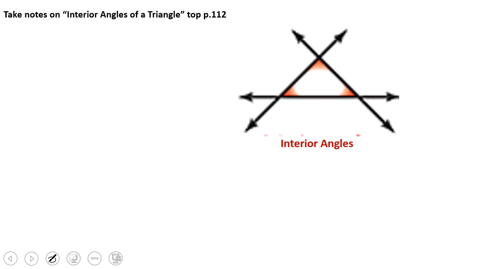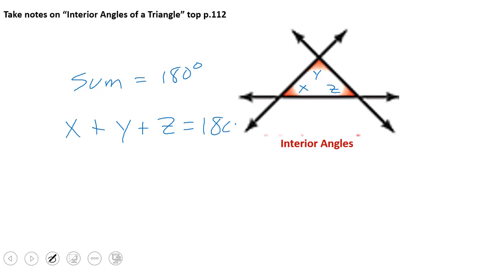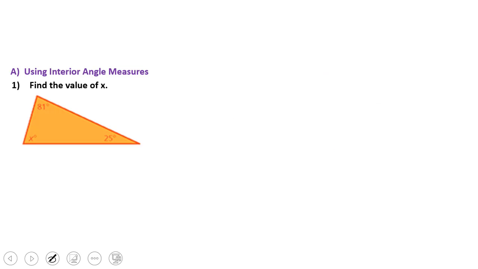And what do we want to get from this? We want to get that the sum of the interior angles is equal to 180 degrees. In other words, if I label these 3 interior angles x, y, and z, then I would say x plus y plus z is equal to 180. And that is an equation that we now know how to solve, so we can find the missing measure of a triangle. So let's just do a couple of those examples and we'll be done with the first video.